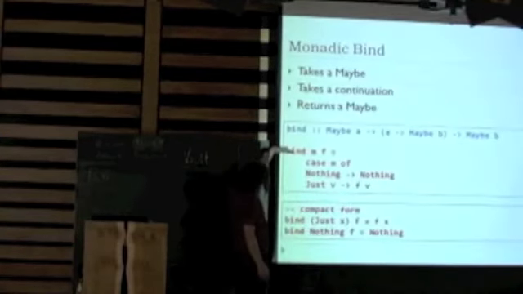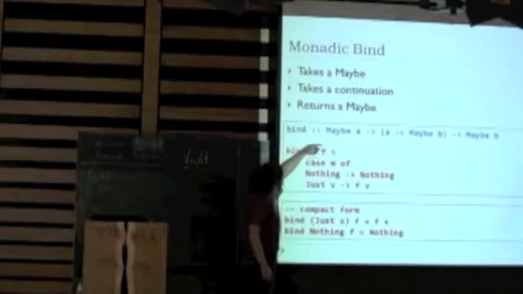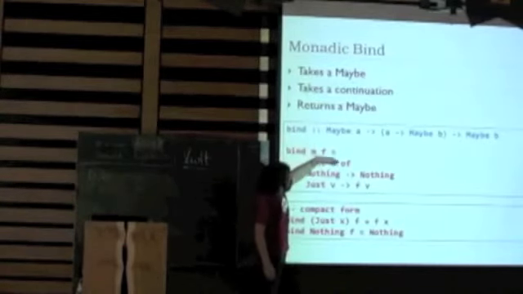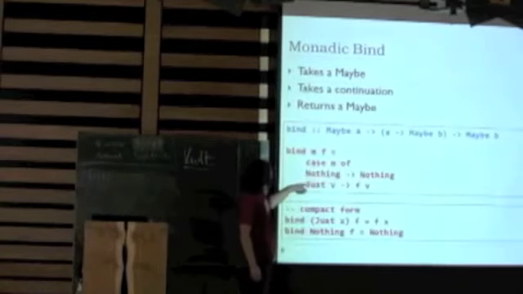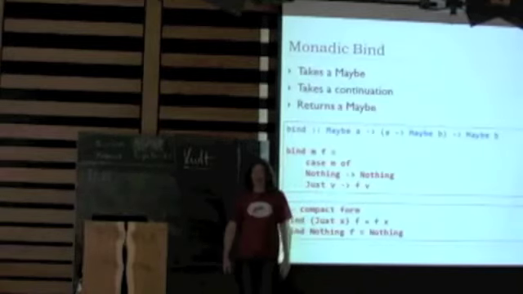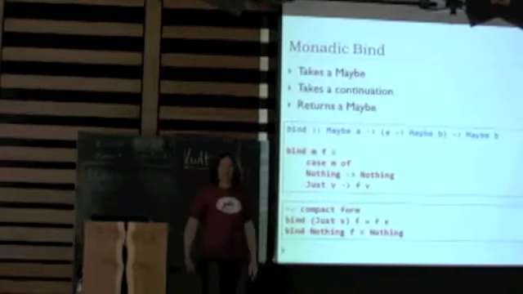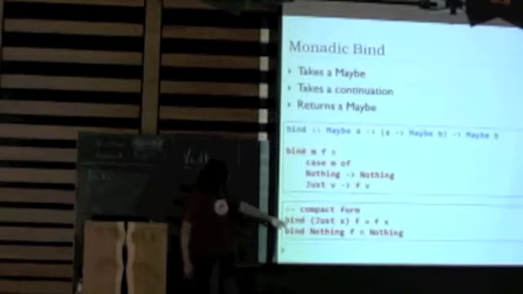So here's the definition of my bind function. M is the maybe, F is the continuation. Case M of: if M is nothing, then return nothing. If it's just V, then call my continuation with V. Done. There's a compact form of this.